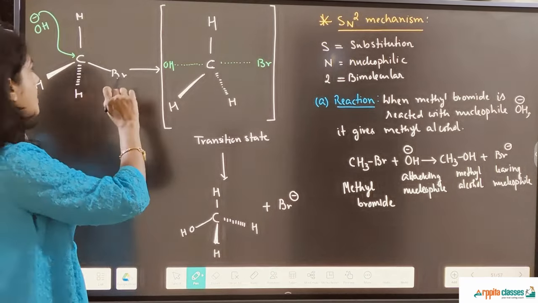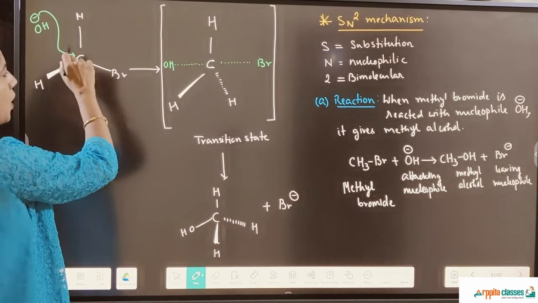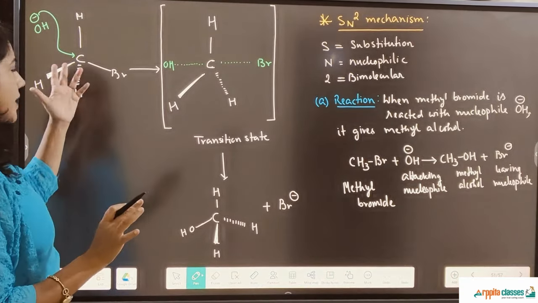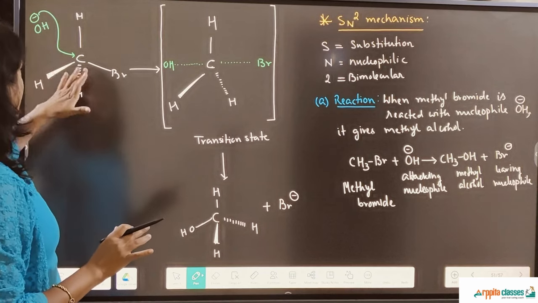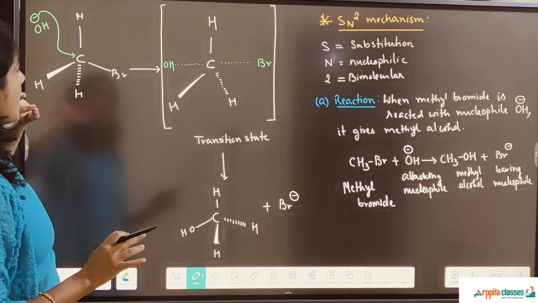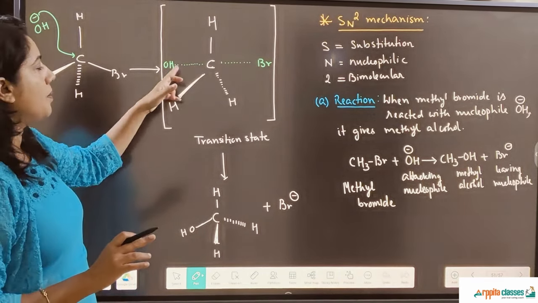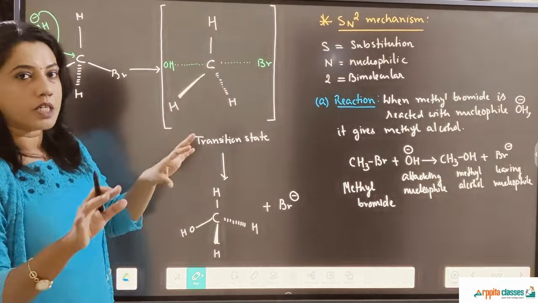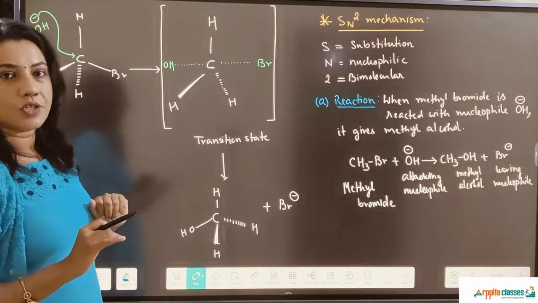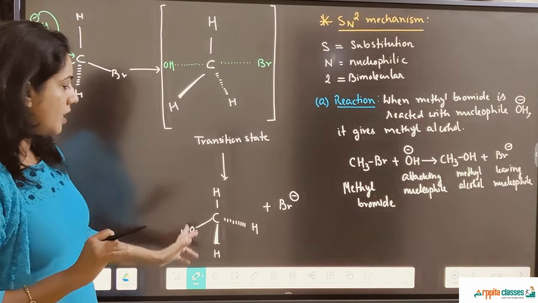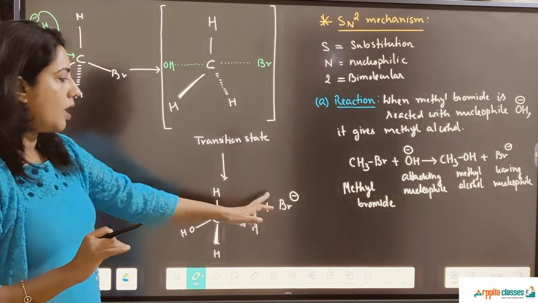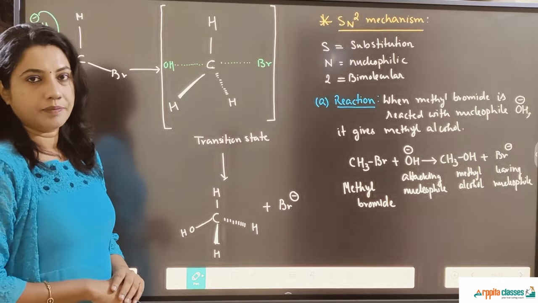This is the mechanism. I have shown methyl bromide with a wedge and dash formula, though it is not a chiral carbon, but still I have shown it like that. So OH minus is attacking this carbon, and then there is a partial bond between the carbon and OH, and between carbon and bromine the bond is partially broken. This is a transition state, and in the next step you are getting the product with inversion of configuration, which is your methyl alcohol plus Br minus.